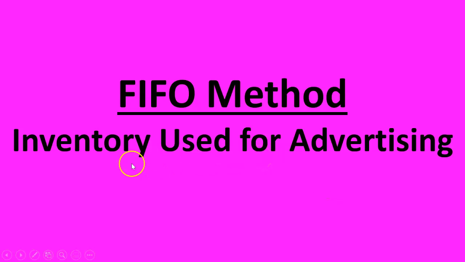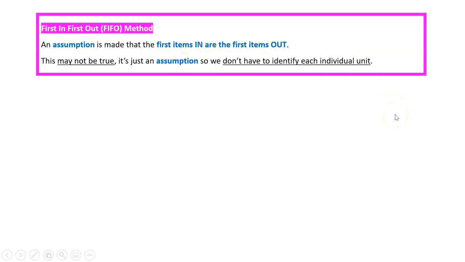Using the FIFO method, we need to process a transaction where inventory is used for advertising purposes. What is the FIFO method? Well, we simply assume that the first items in are the first items out, and we always remember it may not be true. It's just an assumption, so we don't have to identify each individual unit.